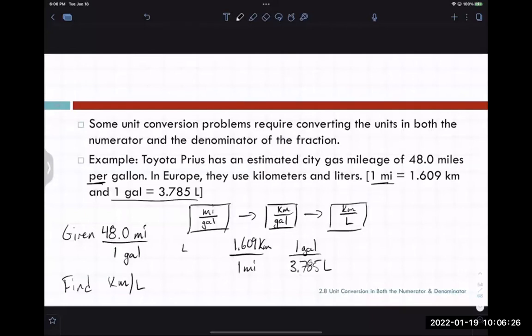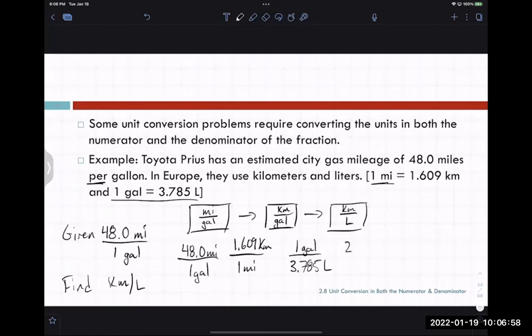And then we're starting with 48.0 miles per 1 gallon. And because this is 48 per 1 gallon, we can just treat it as 48.0. So do 48.0 times 1.609 divided by 3.785.